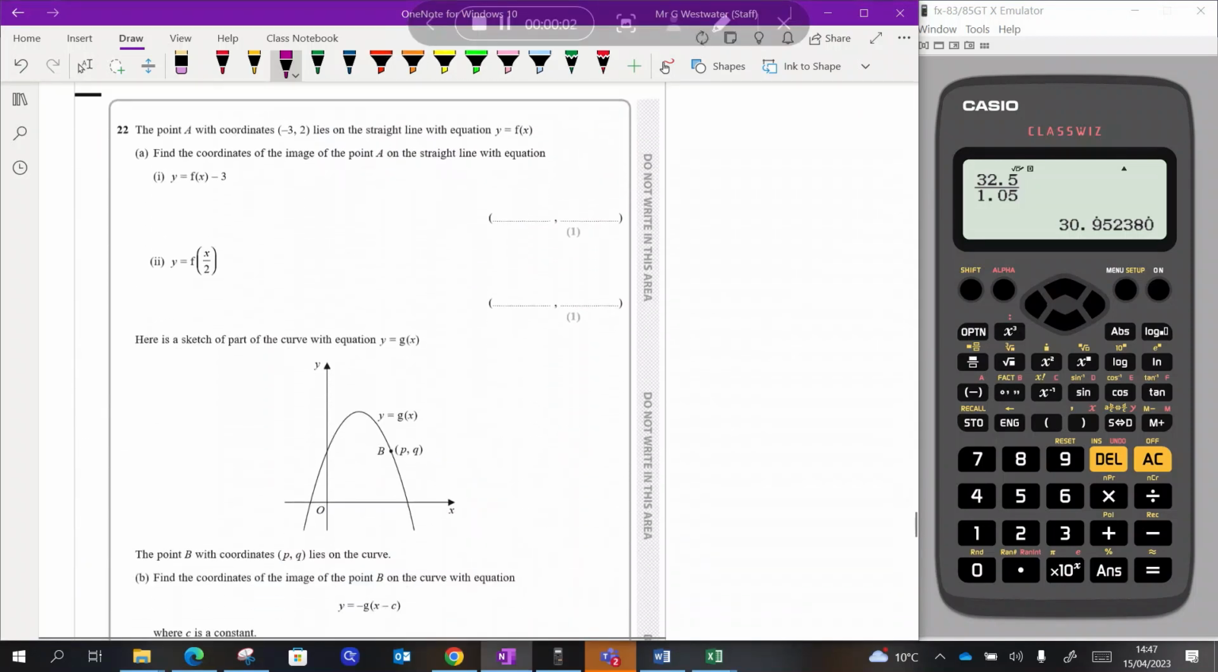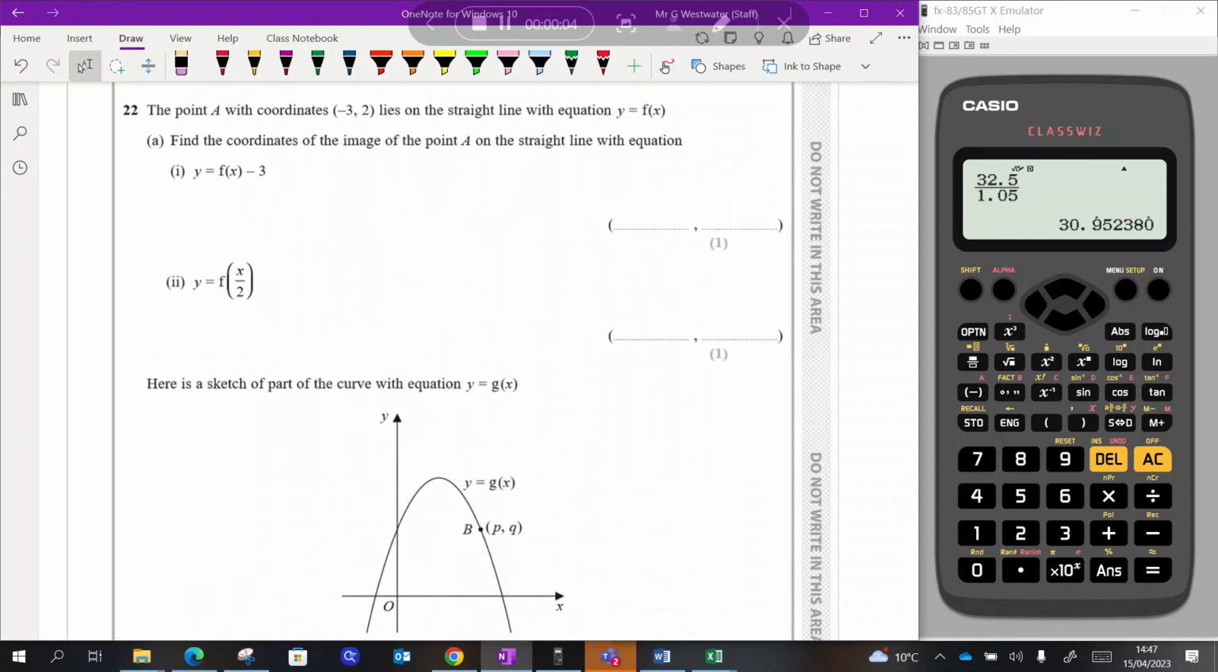Okay, on to question 22. Nearly there now. The point A with coordinates minus 3, 2 lies on the straight line with equation y equals f of x. Find the coordinates of the image of point A on the straight line with the equation f of x minus 3. So this is everything being translated down 3. So our minus 3 will stay the same, but our y coordinate is going to decrease by 3. It's going to go down to minus 1.